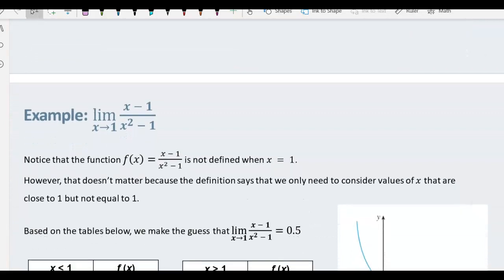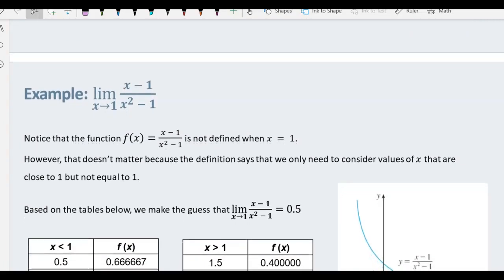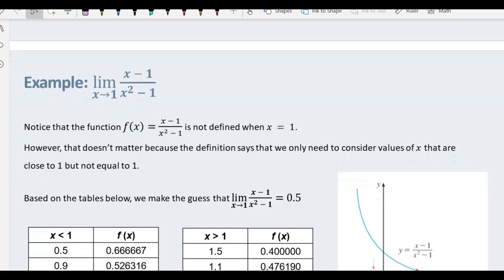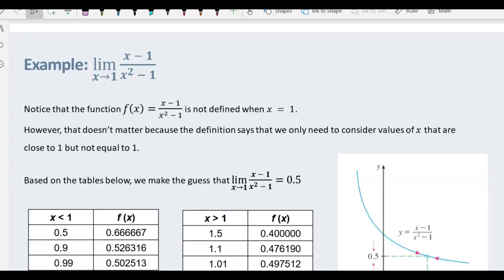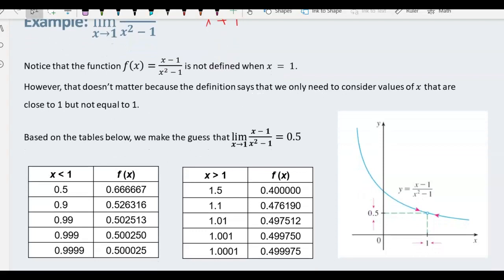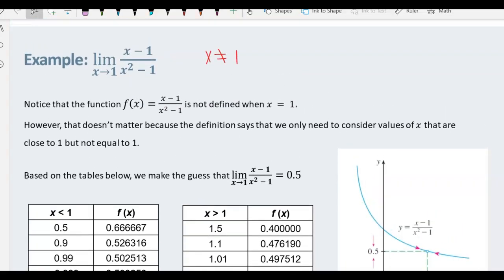Here's an example. Let's consider the limit as x approaches 1 of this function, x minus 1 over x squared minus 1. We know that this function is undefined at 1. It's not allowed to equal 1. We have a hole. We can see over here we've got a hole in the graph, right? If I plug 1 in, the denominator is going to be equal to 0. So that's why the function is undefined there.